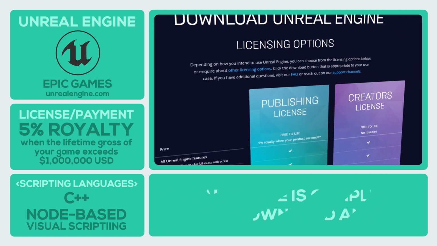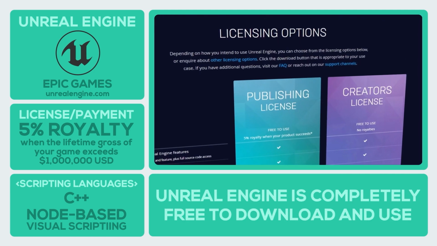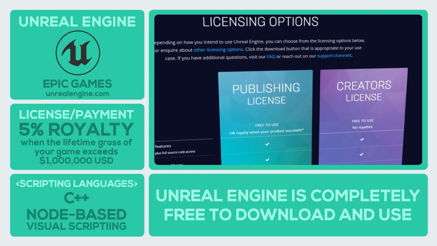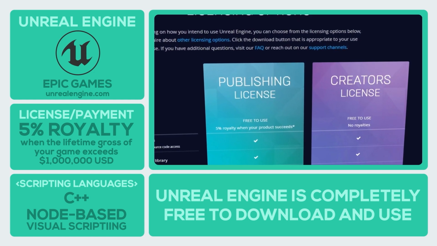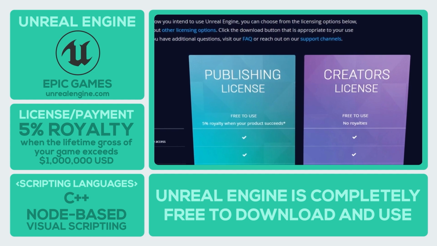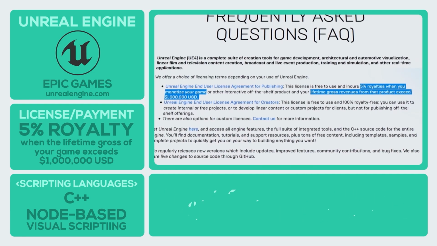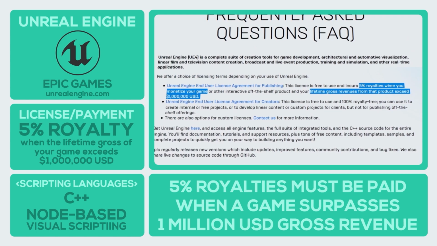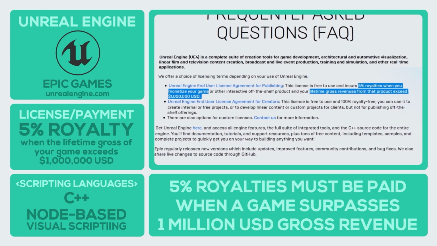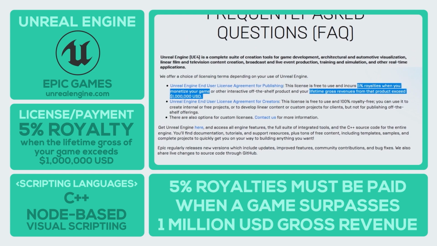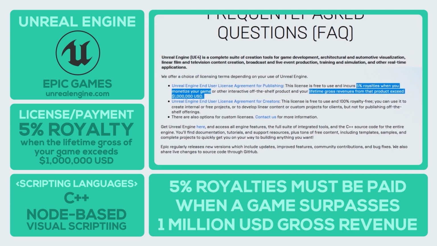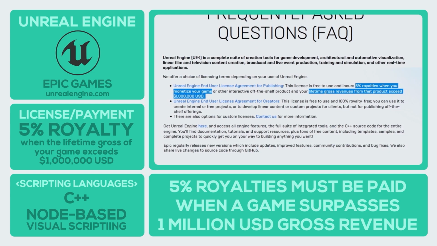In terms of pricing, Unreal Engine is free. There are no restraints, no plans, no subscription unlocks, no tiers. Anyone with a piece of hardware that meets the minimum requirements can start developing right away. When a game created with Unreal Engine surpasses a lifetime gross revenue of $1 million, the developer must start paying a 5% royalty to Epic Games.